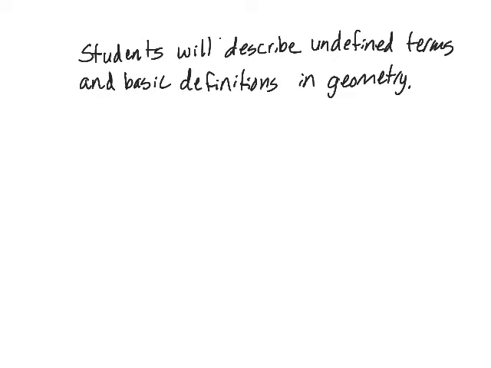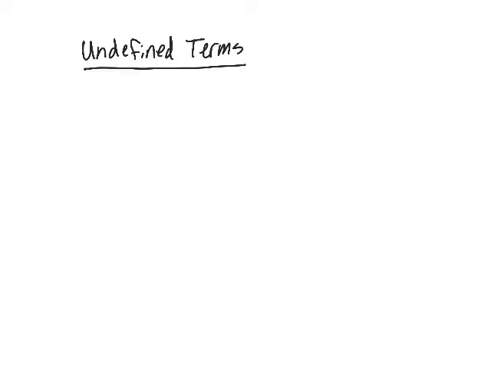Okay, this is the first lesson in geometry, and our objective in this lesson is that students will be able to describe what we call undefined terms, and then you'll be able to basically define some of the basic objects in geometry. So we start with our undefined terms. These are concepts that form the foundations of geometry, but they don't really have a definition. They just exist, and we just accept the fact that they exist.